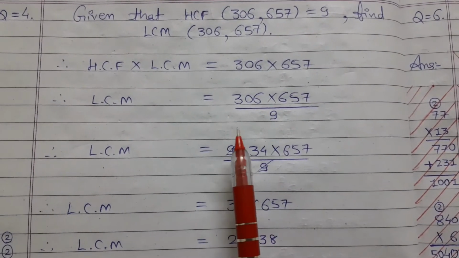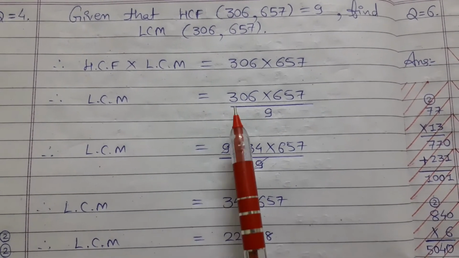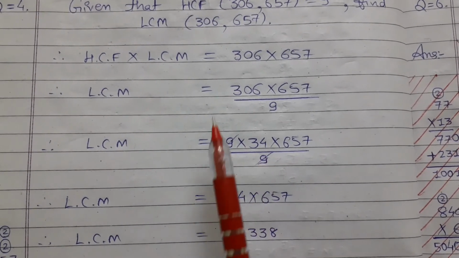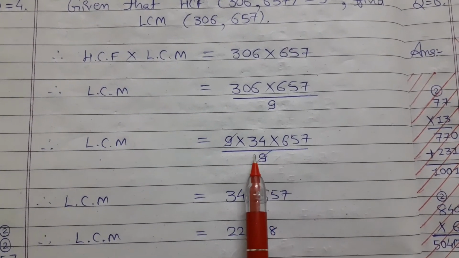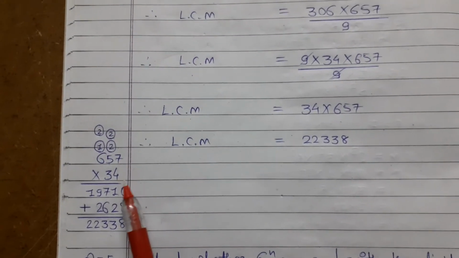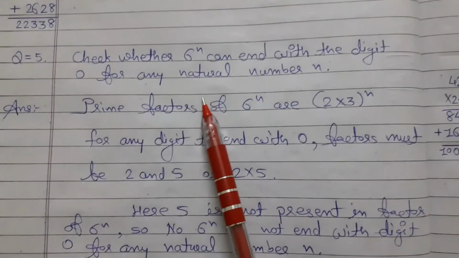306 is the multiplication of 34 and 9. So we are taking 9 out of 306, we will get 34. 9 34s are 306, and into 657. So 9 cancels, we are getting 34 into 657. The multiplication of 657 into 34 is 22,338. That is our answer.